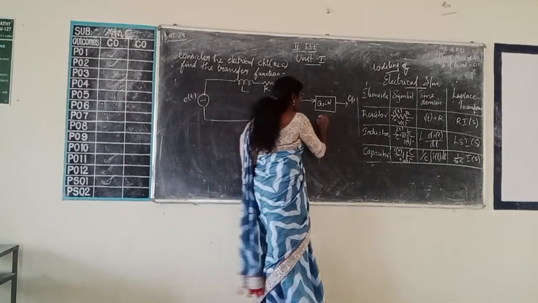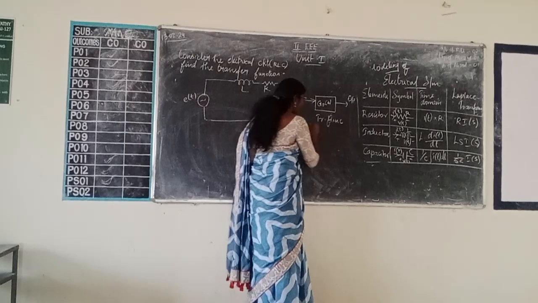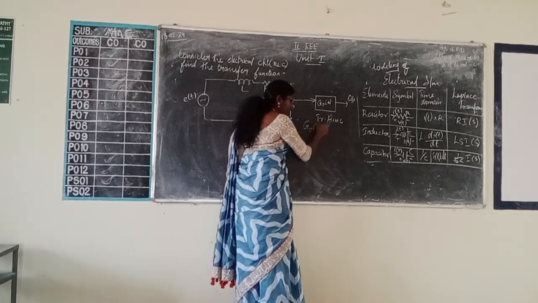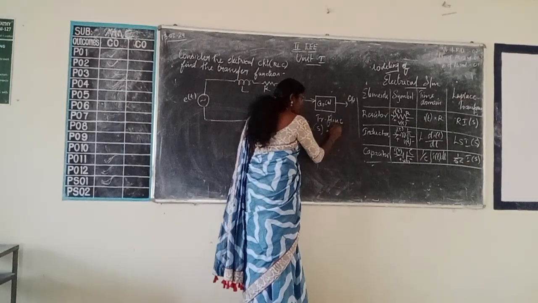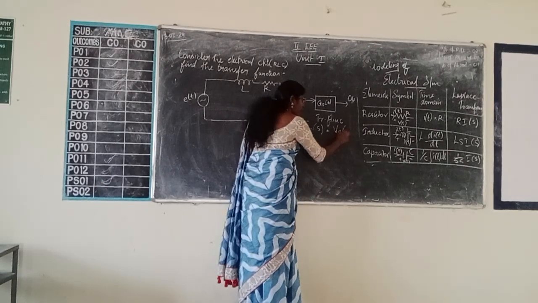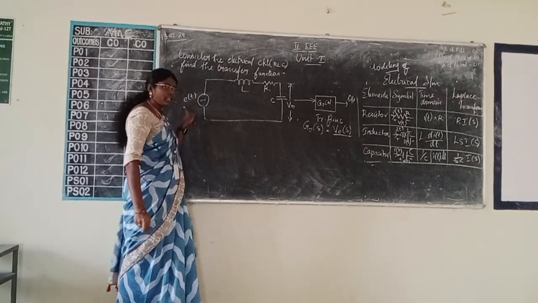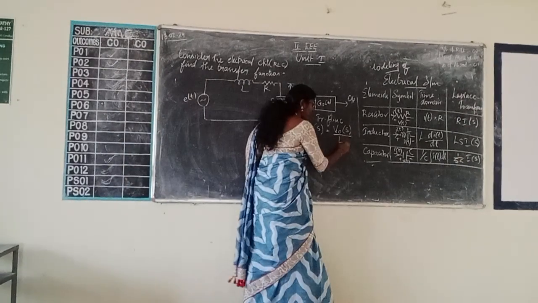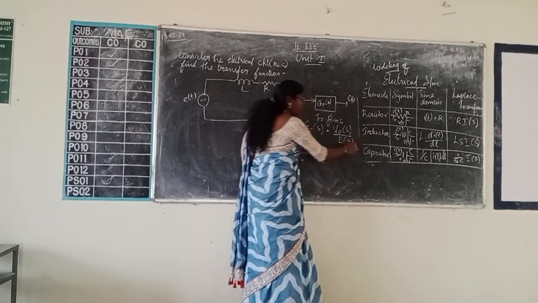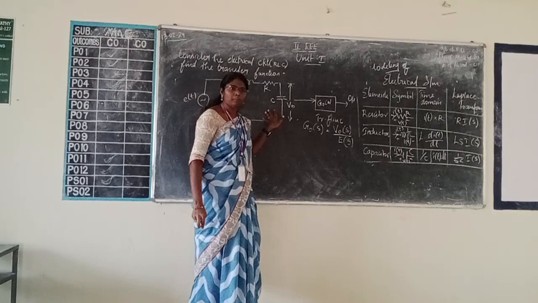So to find the transfer function, G naught of S is equal to the output, where the output comes across C, divided by the input, E of t. If you take the Laplace transform of the input, it will be E of S. This is what I have to find out from the electrical system.